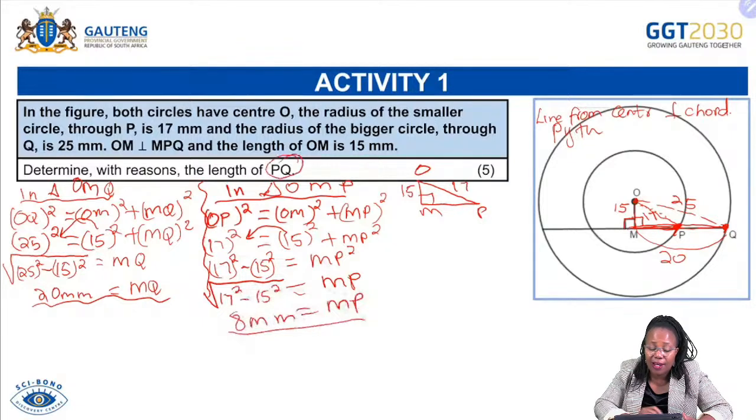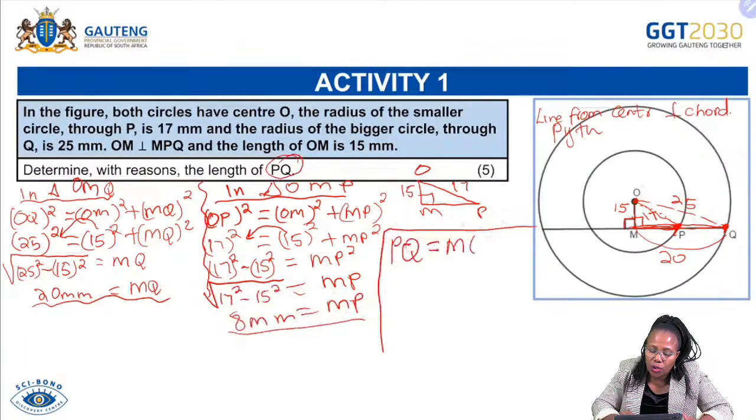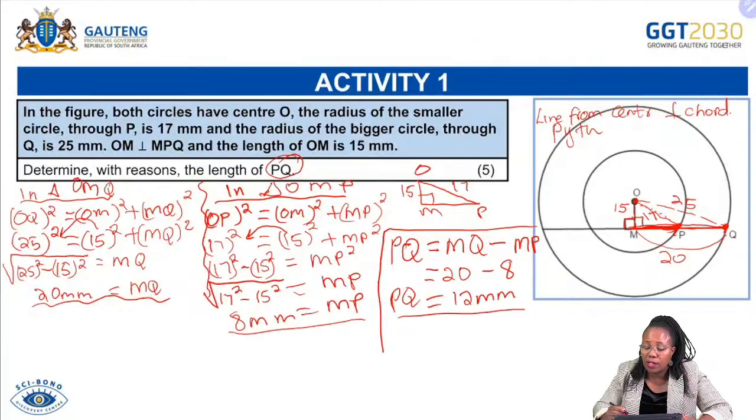We need to find the length of PQ. Now, to find PQ, we said PQ is what? It's when you take MQ, the whole length, and then you subtract the MP. You remove this one. Then you'll be left with PQ. How much is MQ? MQ is 20. The MP is 8. That means now you are left with 12 millimeters for the size of PQ. Then that is how you calculate that, grade 12.